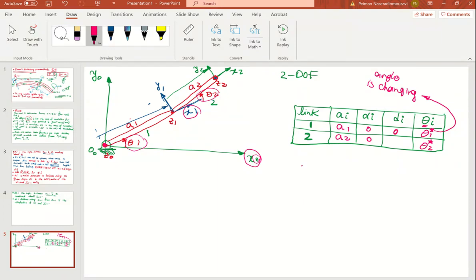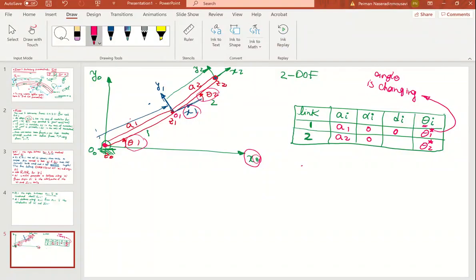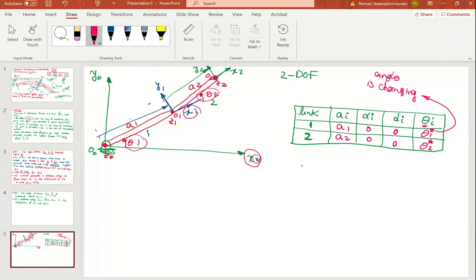That's right. The origins O1 and O2, do we have any offset between them? No, it is 0, the same. Do we have any offset between the origin of this and the origin of this? No, it is 0. Because when you connect the x2 intersection to O1, the distance measured along the z-axis is 0. Understand? So now you have these parameters.